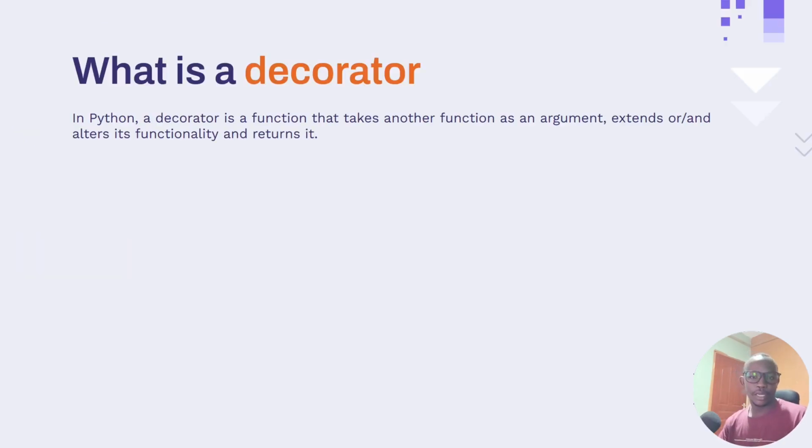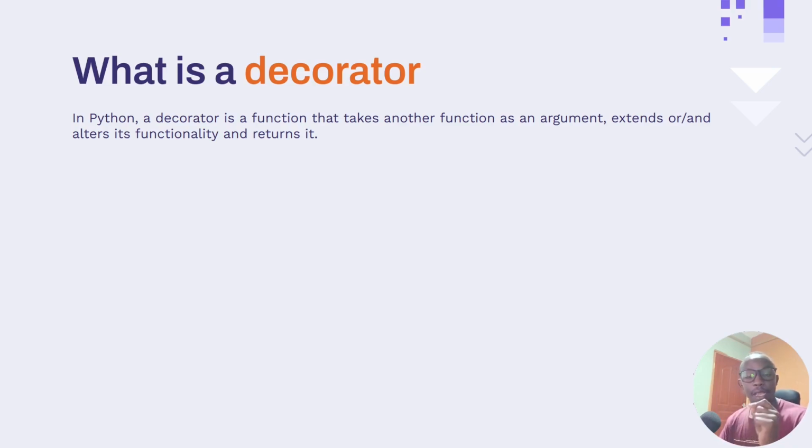So what is a Python decorator? Now, a Python decorator is a function that takes another function as an argument. So basically, first-class functions. It can either extend or alter the functionality of the function that it takes as an argument before returning it back to the user. I hope that is clear.